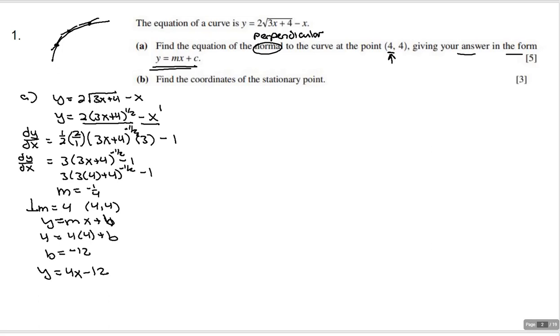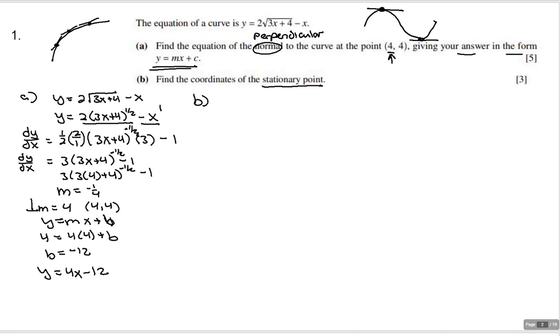In part B, they want us to find the stationary point. Now, in this case, they're actually giving us the slope, and then we're going to work it backwards and find the x value. Keep in mind, when I've got a stationary point, it could be a maximum or a minimum. And at either one of those points, the tangent line is going to be a horizontal line, so it's going to have a slope of 0.